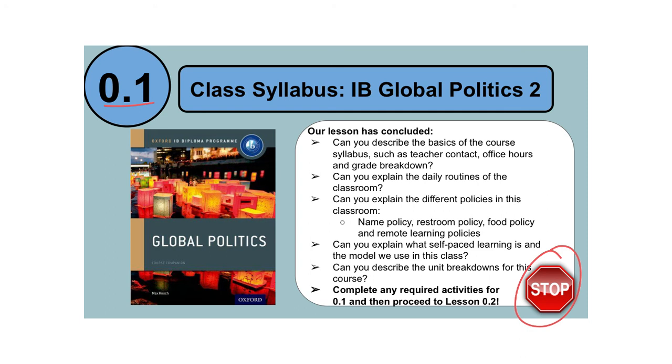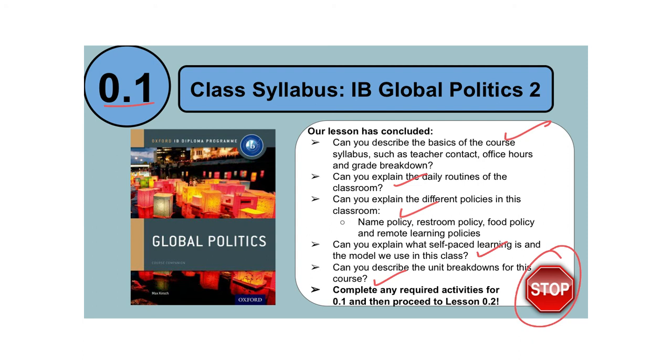So since our lesson has concluded, can you describe the basics of the course and the breakdown of the grades and whatnot? Can you describe or explain the daily routines of the course? Can you explain all the different policies that are in the course? Also, do you know something about self-paced learning? Can you tell us about the model that is used in the classroom? And can you describe the unit breakdown of the class? If you can, pat yourself on the back. You did an amazing job.